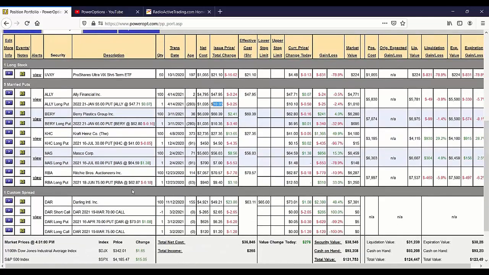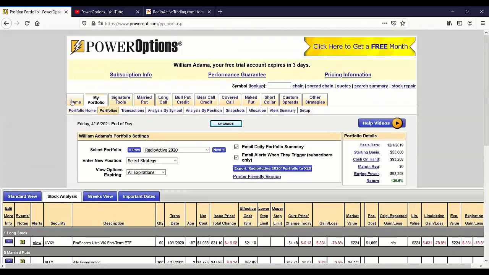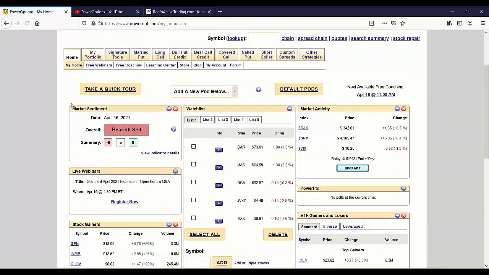So I've sold calls against Berry Plastics. Probably going to sell a call against Masco. Right now, it's hitting up at 64.59. I actually have the 65 put on Masco in this case. Ritchie Brothers, we're going to look to add extra insurance on also. And Ally is brand new, so I'm not going to worry about it. The key is, Khokon, I'm not changing much of anything right now.